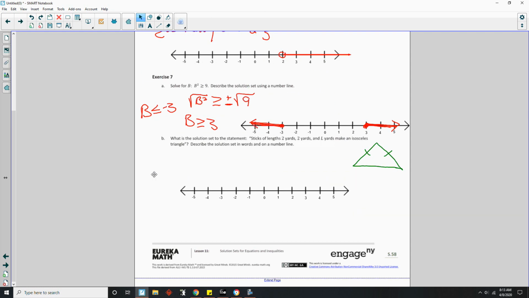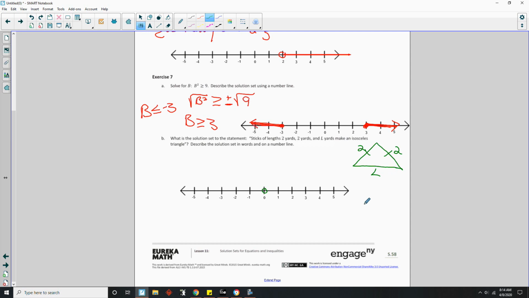Okay, and I'm just going to fill this in pieces. I know that it's got to be greater than 0, which means that I don't have a dot that's shaded in on 0. It's just an open circle. I know I can't have negative length, so I'm not even worried about over here. So now I'm just concerned with values to the right of 0. All right. So sticks of length 2 yards, 2 yards and L.